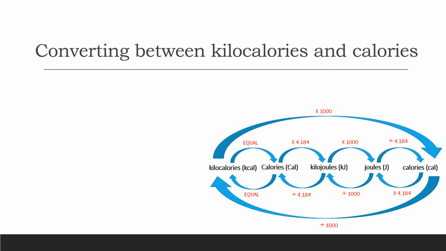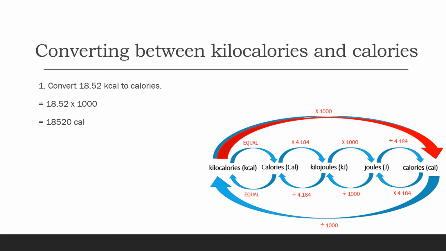Let's have a look at an example of converting between kilocalories and calories. Okay, so find kilocalories on the diagram, and we want to convert 18.52 kilocalories to calories with the little c, the lowercase c. So we can see that we're going from kilocalories to calories, which is right across the top, and our diagram tells us that we multiply by 1,000. So we have 18.52 times 1,000, which equals 18,520 calories.